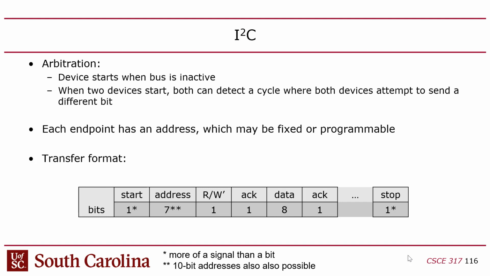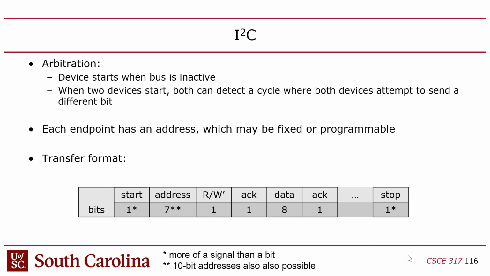Whoever is taking mastership of the bus obviously has to drive the clock, because it's a synchronous protocol like SPI, and then they're going to send this header data through the data line. So how does the acknowledgement come back? How is it acknowledged?